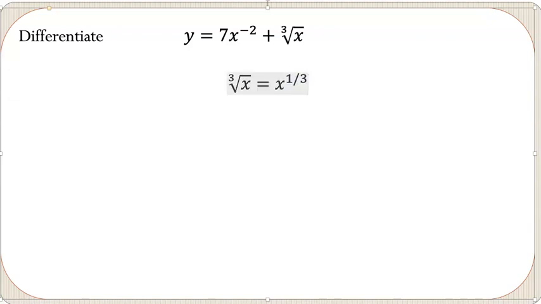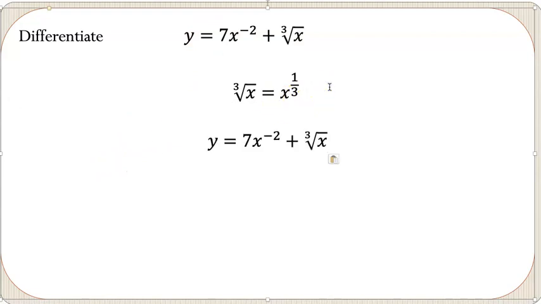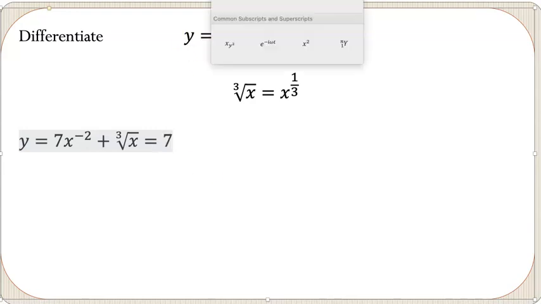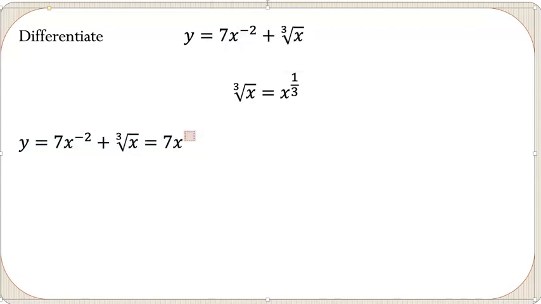Right, x to the power 1/3. Same thing. Right, so now if we're doing this, then we would write this expression as y is equal to 7 x to the power negative 2, sorry, plus x to the power 1/3.